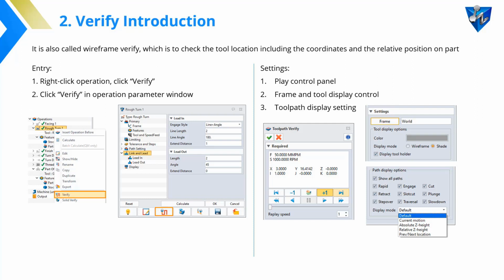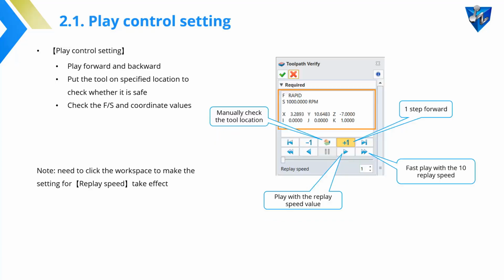All the settings for verify include 3 parts: play control panel, frame and tool display control, and toolpath display setting. For the play control panel, we can play forward or backward. It supports playing automatically or manually step by step. We can set the play speed, and the max value is 10, which is the same as fast play. Besides, we can also put the tool on the location we want manually to check whether it is safe. In the data display area, we can check the feed speed values and coordinates according to the specified frame.